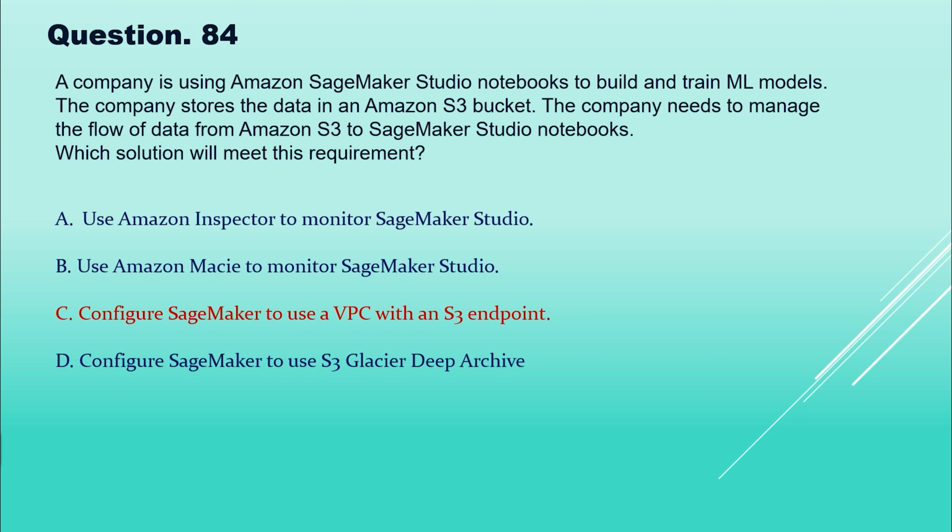Because to manage the flow of data from Amazon S3 to SageMaker Studio Notebook securely and efficiently, configuring SageMaker to use VPC with an S3 endpoint is the best solution. Because this setup ensures that the data transfer between SageMaker and S3 happens within the AWS network only without going through the public internet, which improves the security and performance here. So option C is correct.